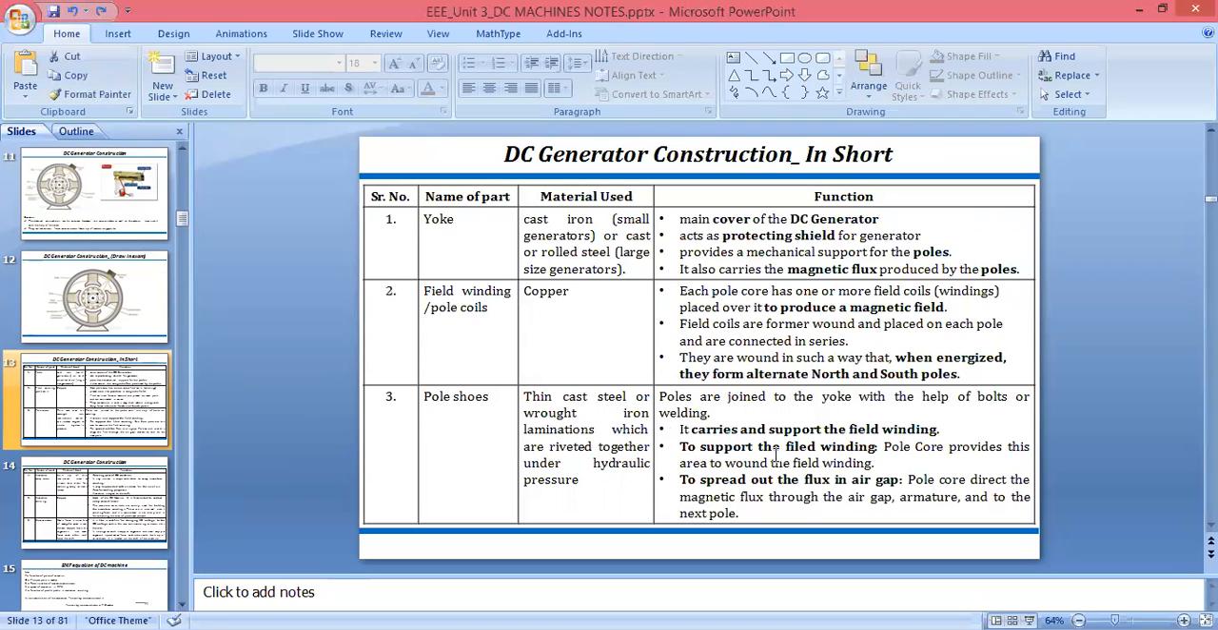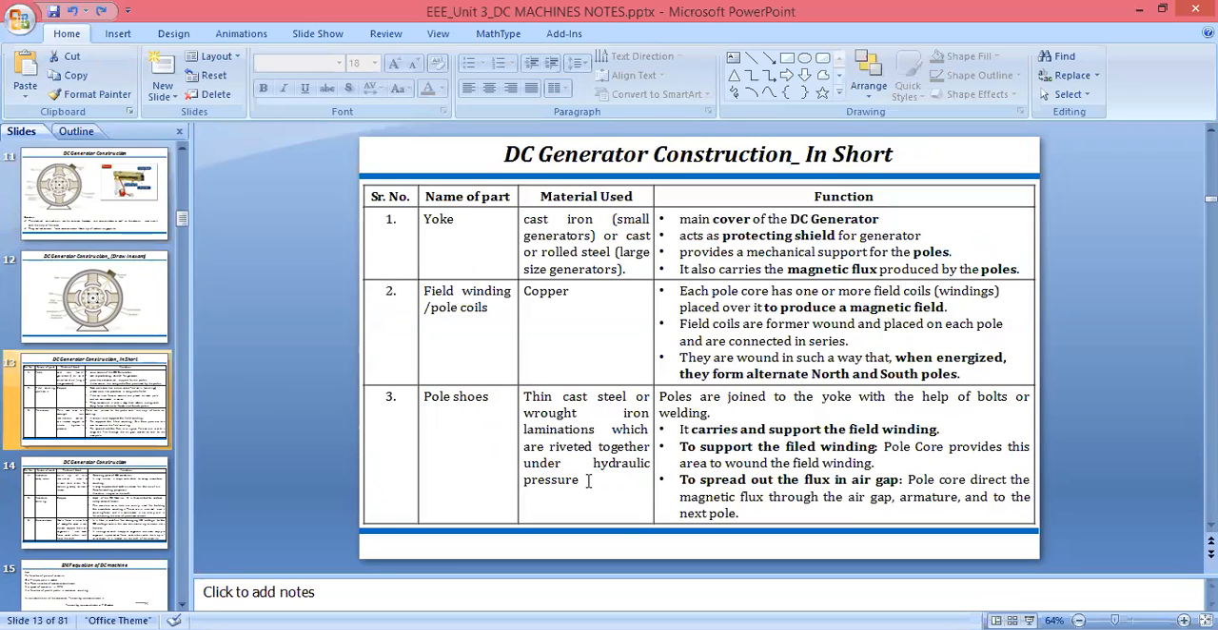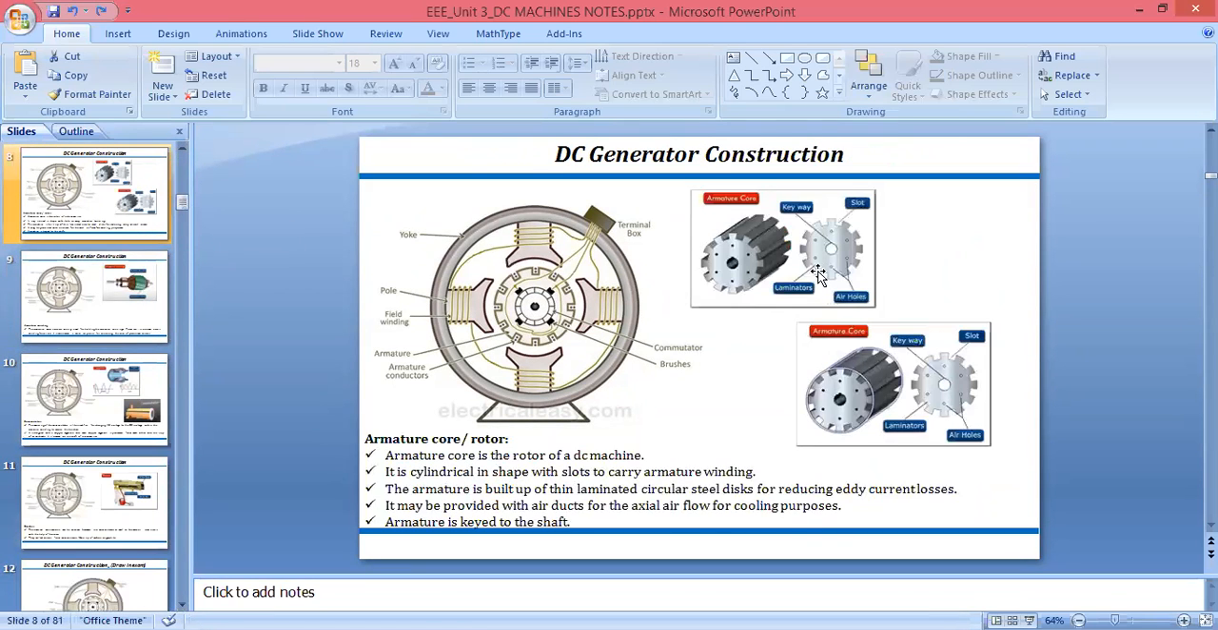To support the field winding, the pole covers this area to wind the field winding, because there is lots of area on a pole, so we can give support to that field winding. Again, on the pole, it will provide the support as well as spread out the flux in the air gap, because when we are using the commutator, at that time we are putting air ducts. Why are we putting air ducts?